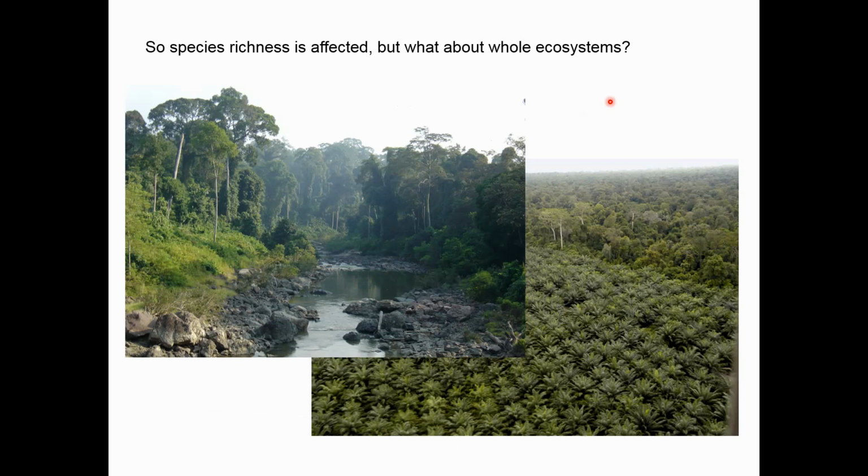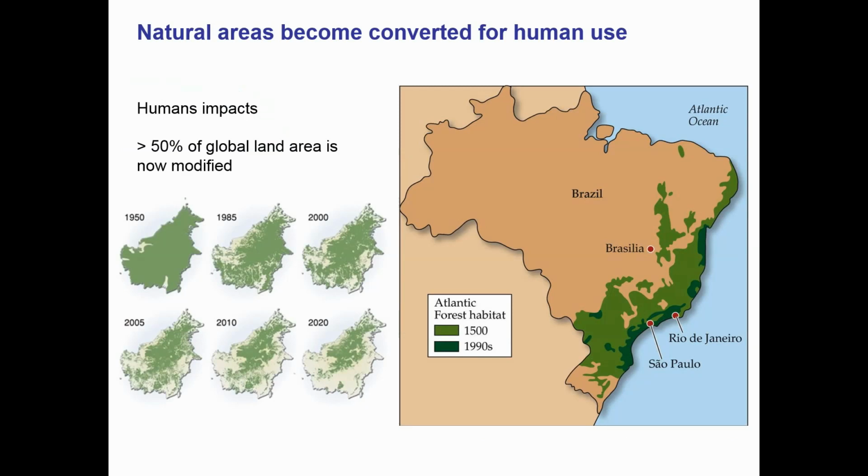So, we now know that species richness is affected by human populations, but what about whole ecosystems? Well, we can actually observe this all over the world. Because our big thing that happens when people start to arrive in an area is that natural areas become converted for human use. We touched on this a little bit in the previous lecture on agriculture, but now let's delve into it on a much broader scale.